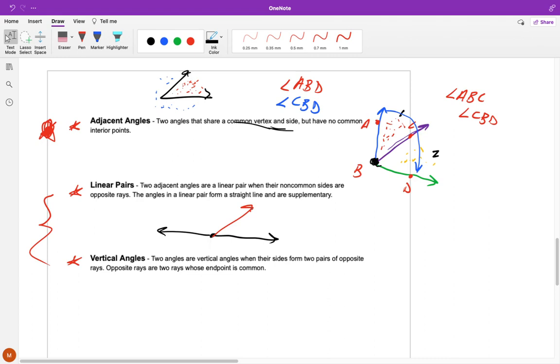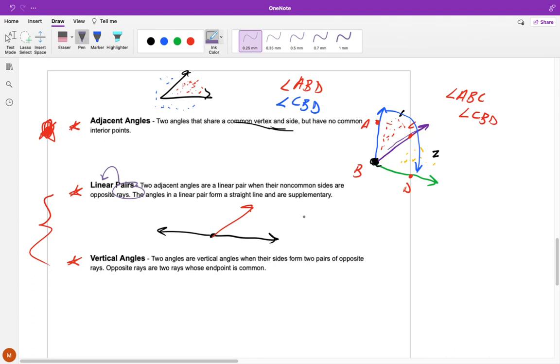So the difference when we are saying a straight angle, that is just one angle that we're kind of talking about there. Linear pairs, it's two adjacent angles. So that means that they share a vertex, they share a side, but when those two come together, they form a straight line. So a linear pair is kind of what it sounds like. It's a pair of angles that form a line.